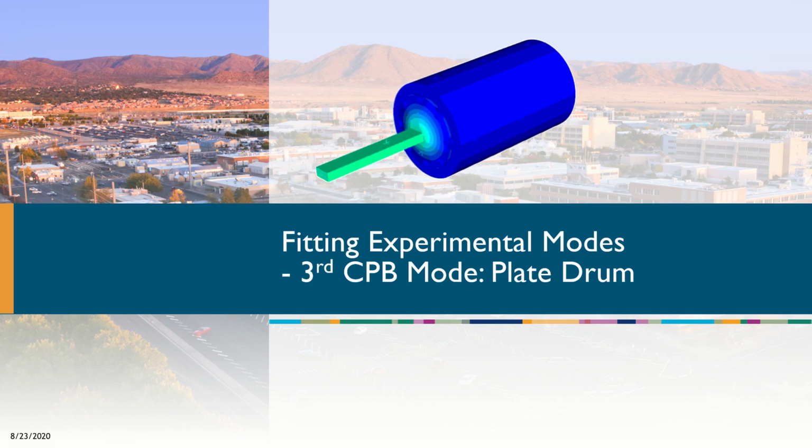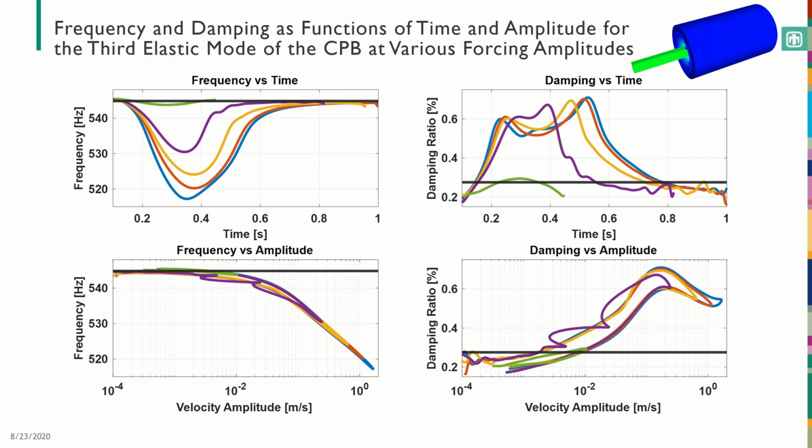And now the last data I'll show is for the third elastic mode, which is the first drum mode of the plate. And now here we see another frequency backbone in the amplitude plot, and again an increasing and then decreasing behavior in the damping. One note is that the purple curve has some irregularities in the ring down, probably due to some error in the measurement, like something touching the structure during the recording.